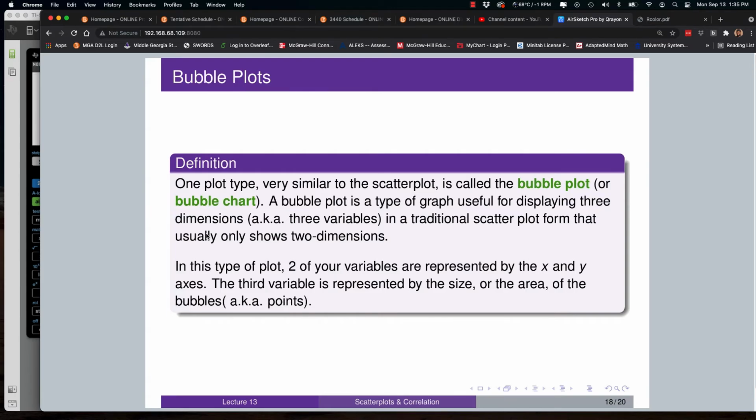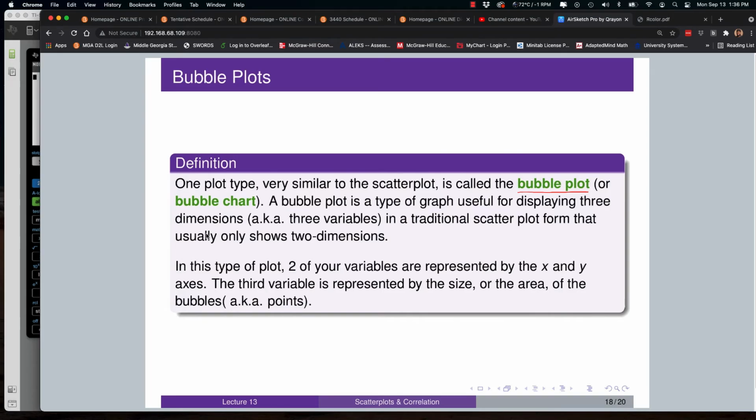Okay. The last thing I want to talk about are bubble plots. All right. These are similar to scatter plots. Some people call them bubble plots, or a bubble chart. A bubble plot is a type of graph that we use to display 3 dimensions on a 2-dimensional graph. And when I mean 3 dimensions in this case, I mean 3 variables, because in the house example we did, we were looking at 2 variables, right? The size of the house versus the price of the house. So those were 2 dimensions, or 2 variables.